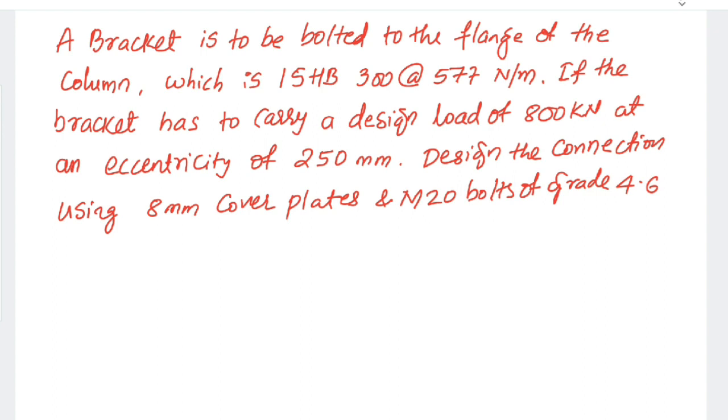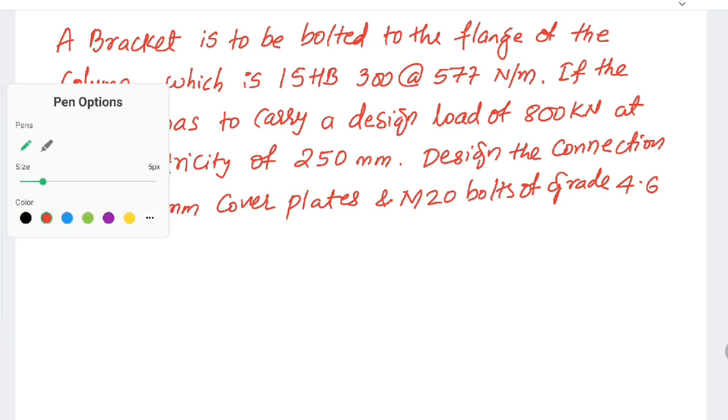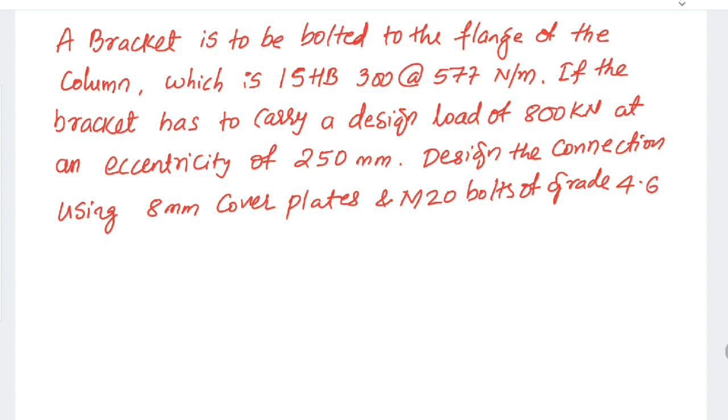Today we'll be solving a problem on eccentric bolted connections. Here I have taken a problem. A bracket is to be bolted to the flange of the column which is ISHB 300 at 577 Newton per meter. If the bracket has to carry a design load of 800 kilonewton at an eccentricity of 250 mm, design the connection using 8 mm cover plates and M20 bolts of grade 4.6. So this is the problem.